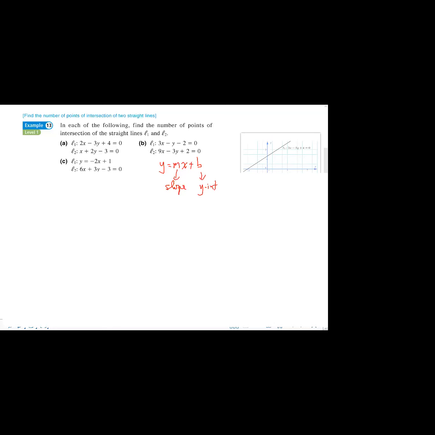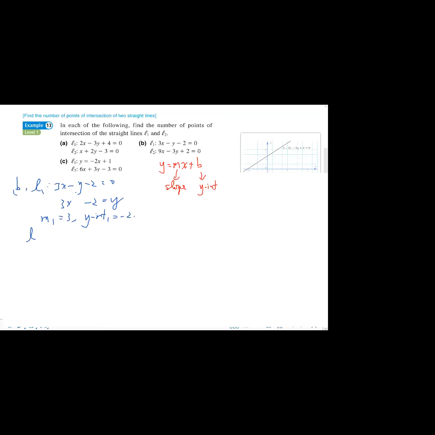Part B. For L1, we have 3x minus y minus 2 equals 0. Then I need to change the subject to be y. Now y is the subject, and m1 is equal to 3. Y-intercept 1 is negative 2.